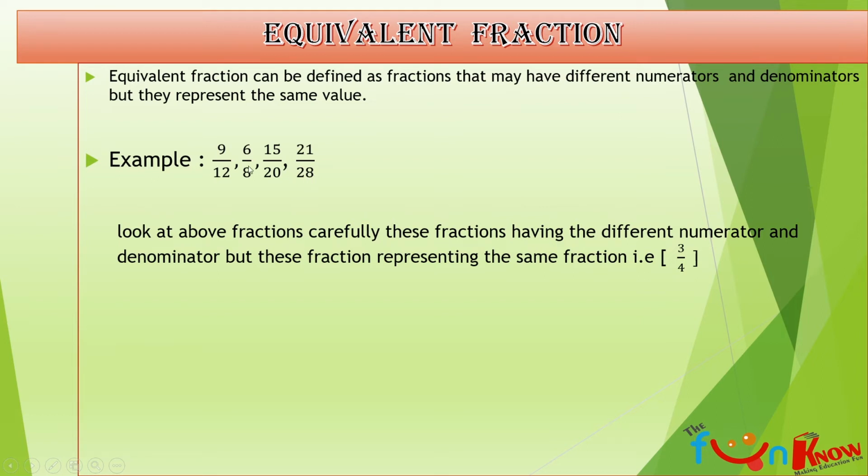So indirectly, it looks like all the fractions are different, with different numerators and denominators. But when you try to simplify these fractions, you get the same value, which is 3 by 4. That's why these fractions are known as equivalent fractions. When you look carefully, there are different numerators and denominators, but when you simplify them, you find all of these fractions have the same value, that is 3 by 4.